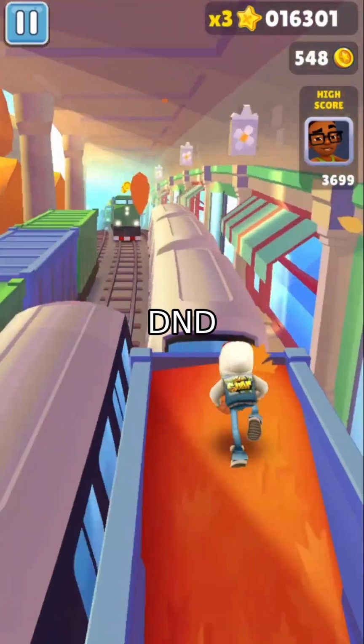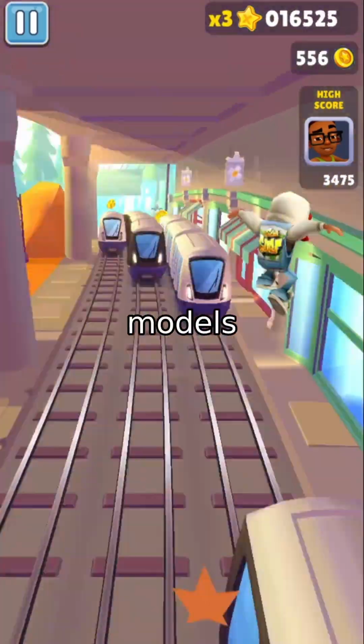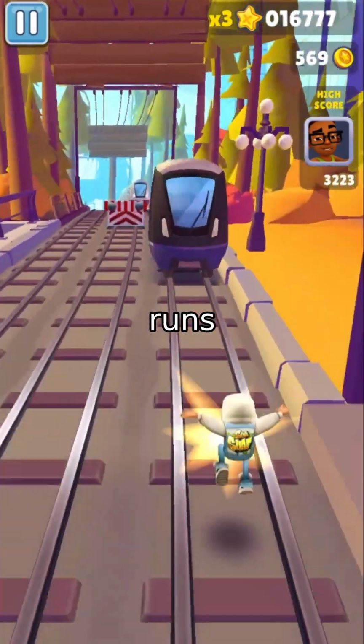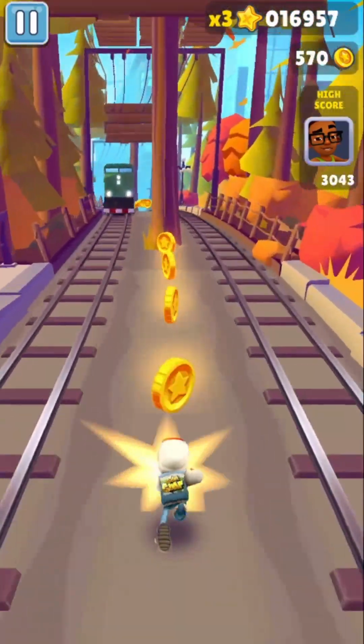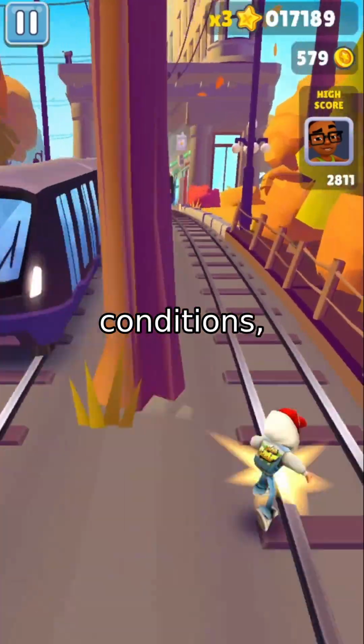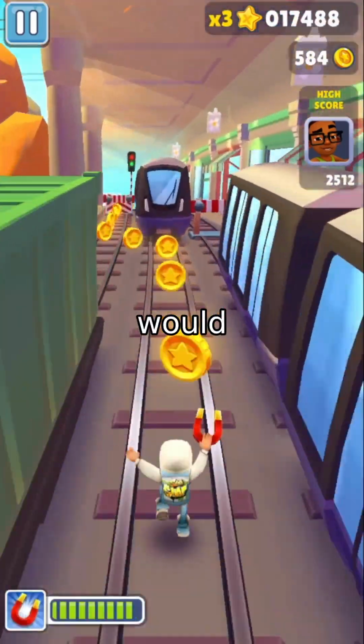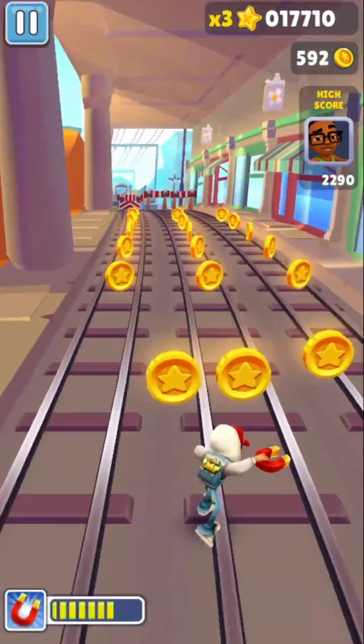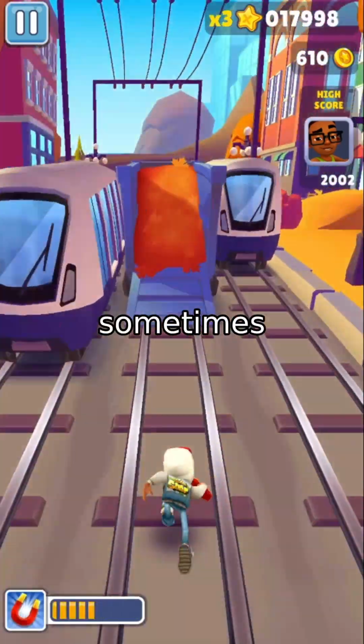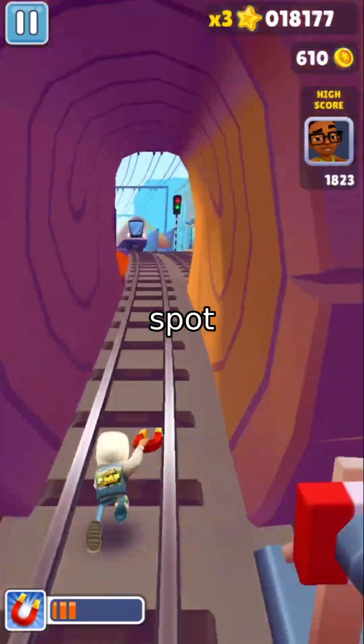But here's the best part, DND is efficient. Unlike other models that need massive supercomputers, this one runs in seconds on a single GPU. The researchers even tested if adding complex conditions, like detailed math instructions, would help. Spoiler, it didn't. Simpler prompts worked better. So sometimes less is more, especially when the design is spot on.